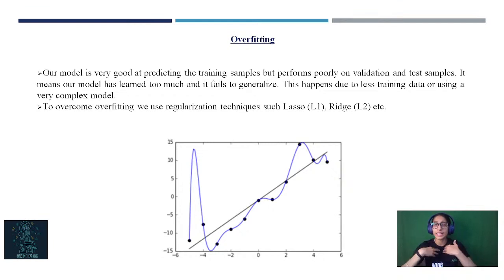Suppose I give the example of myself: if I am overconfident and I know 100% of it, and also 150% of whatever technologies we have, then when I have to perform, I get confused. That is what happens with overfitting: if it learns too much, it will fail generally. Okay, and this happens due to less training data.